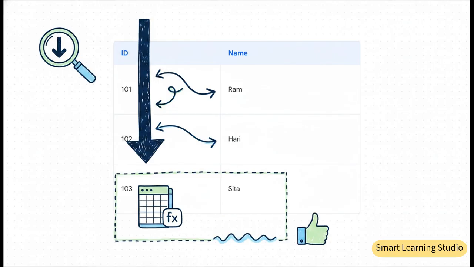We've got an ID column on the left, 101, 102, 103, and a name column on the right with Ram, Hari, and Sita. Because our IDs are listed vertically, right down that first column, this is exactly the scenario where VLOOKUP shines. Excel is just going to look straight down that ID column to find our match.